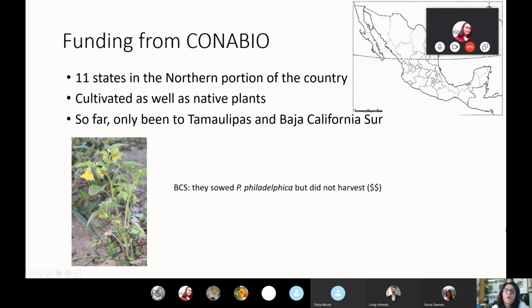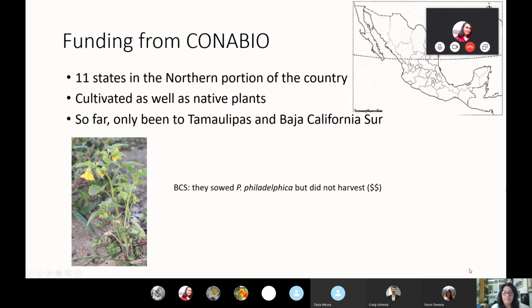The funding comes from CONABIO, and they're looking mostly to form a seed bank that will be kept for their cultivation of the species. And the area is occupied by 11 states in the northern portion of Mexico. I'm looking into cultivated plants as well as native. And so far I have only been to Tamaulipas and Baja California Sur.